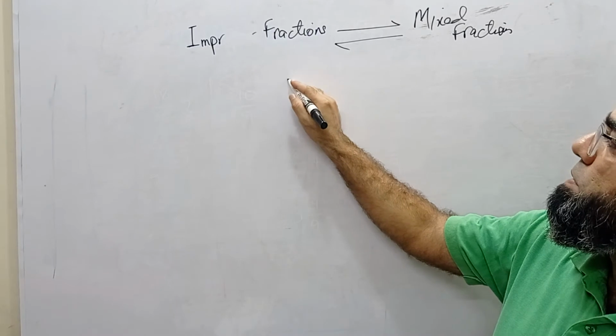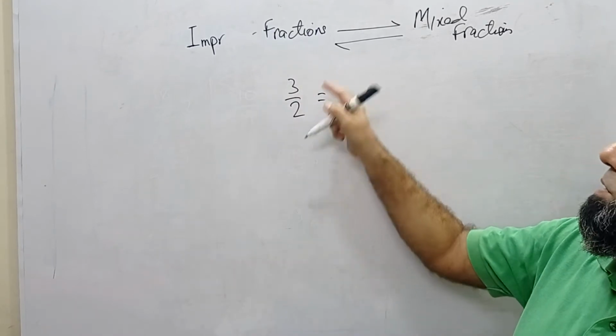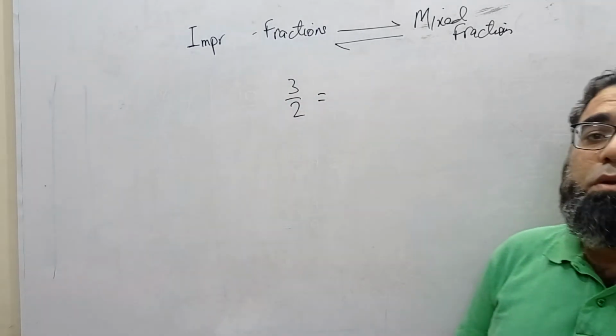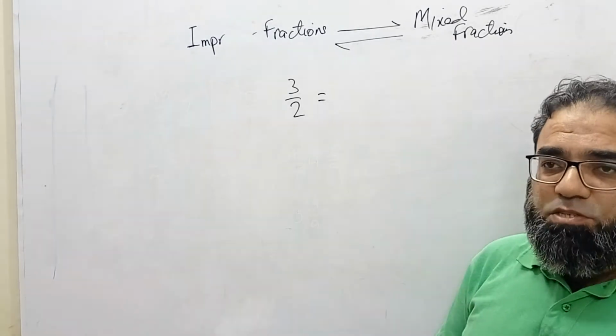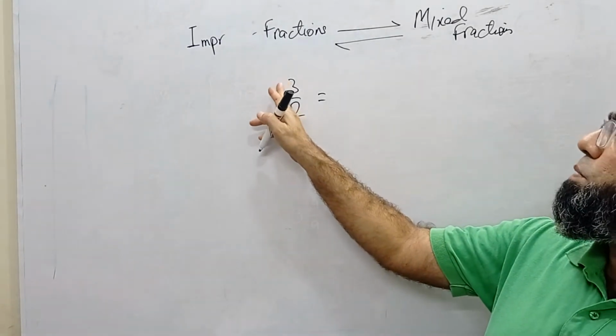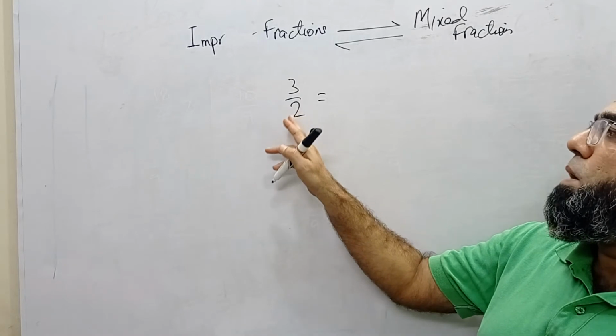Now suppose you have 3 over 2. This is clearly an improper fraction. We want to change that into a mixed fraction, okay? You see that 3 is nowhere in the table of 2. So now let's try this 2.